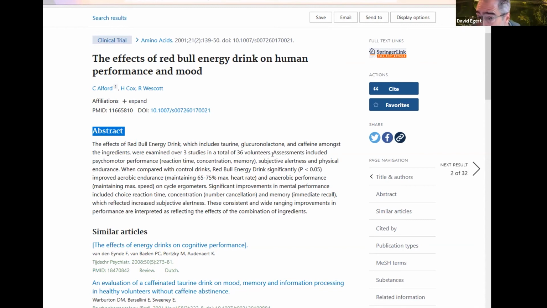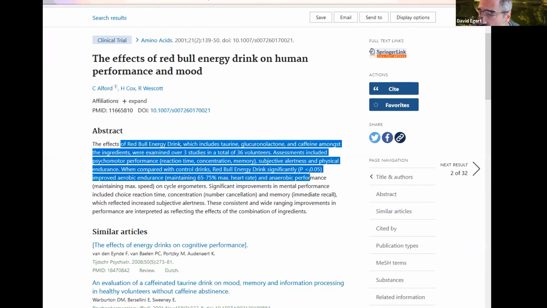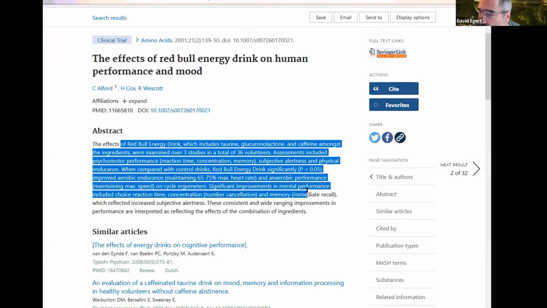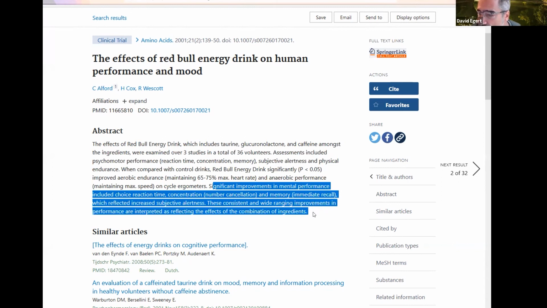But here we can take a look. Effects of Red Bull were examined in 36 volunteers. Assessments included psychomotor performance, reaction time, concentration, memory, alertness, physical endurance. When compared with control drinks, Red Bull energy drinks significantly improved aerobic endurance and anaerobic performance on cycle ergometers, significant improvements in mental performance, including choice reaction time, concentration, and memory, which reflected increased subjective alertness.